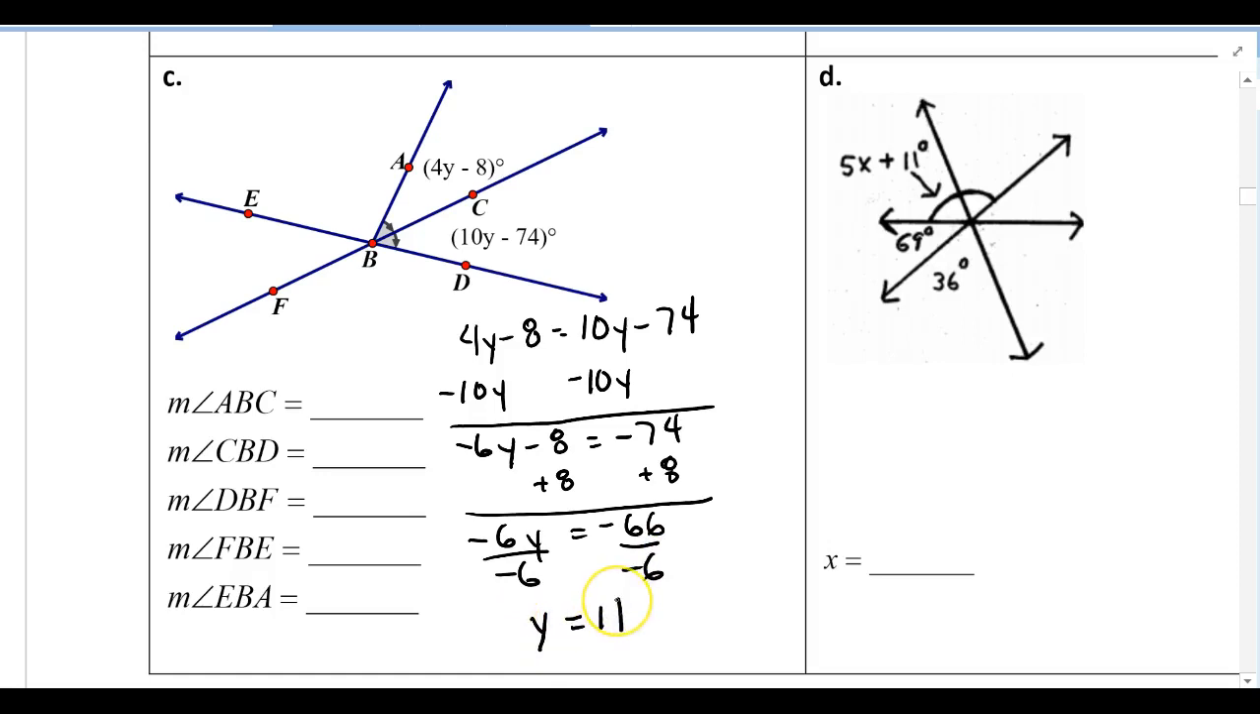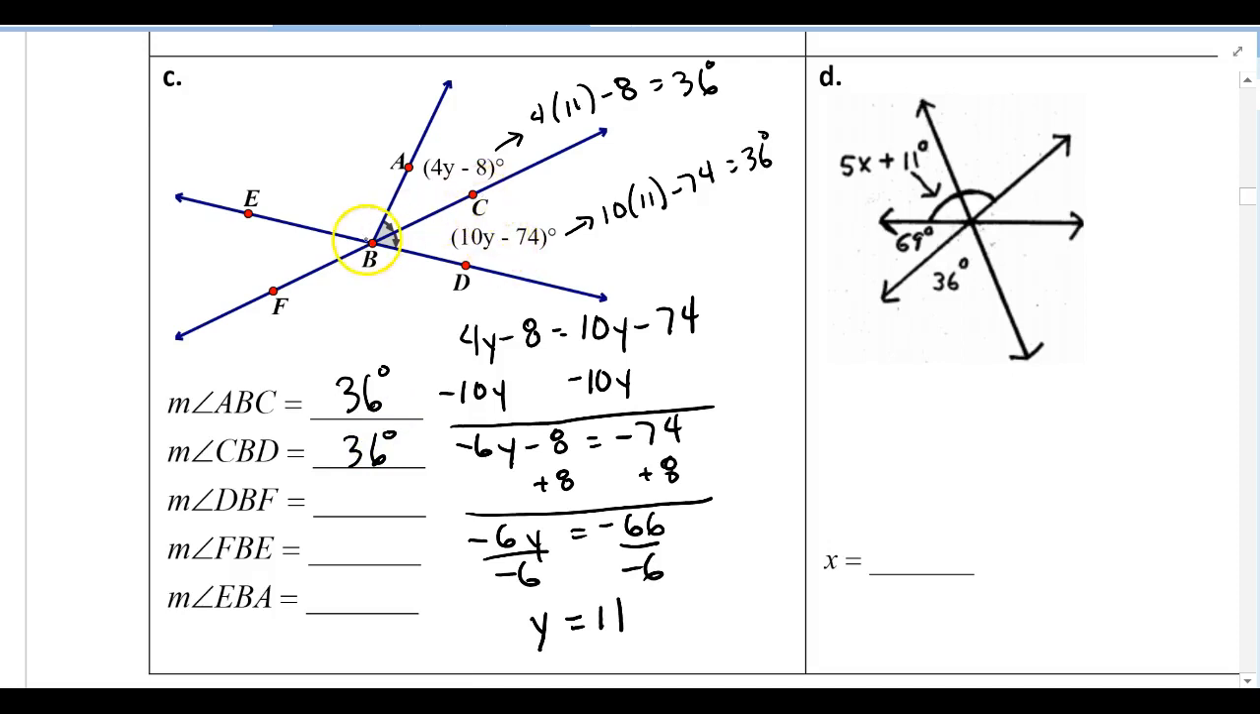Now that I have y is 11, I can substitute that back in, and I can find that this angle is 4 times 11 minus 8. So that's 44 minus 8, which is 36, which this angle here should also be 36. Let's double check that. So I have 10 times 11 minus 74. That gives us 36 as well, so that's good. Alright, so this is angle ABC, so that's 36. And this angle is CBD, that's also 36.